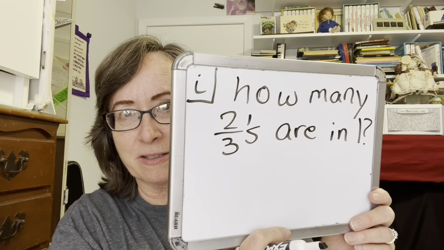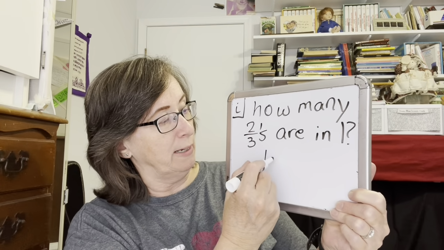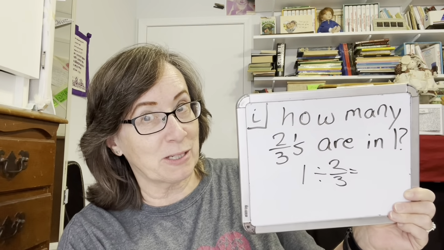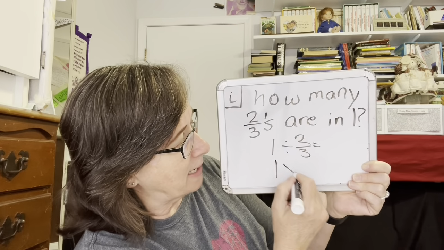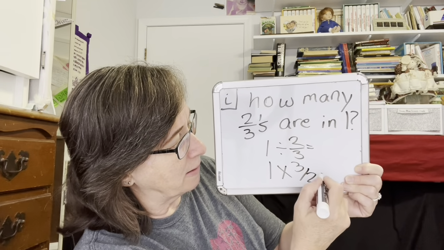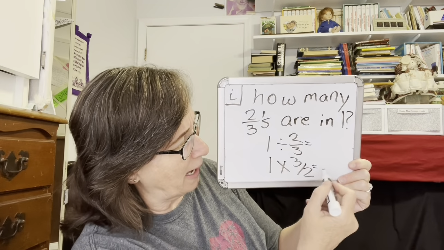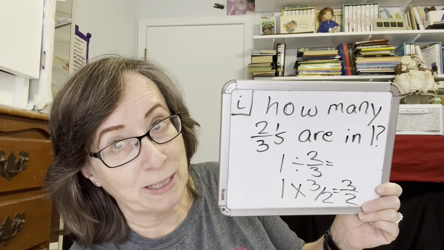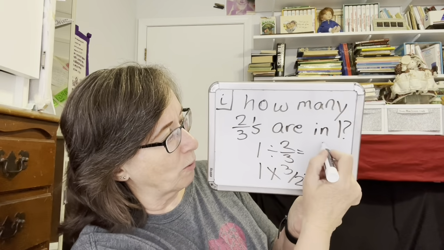Okay, I says, how many 2/3 are in 1? So we're doing 1 divided by 2/3, which is, remember, division by a fraction is multiplication by its reciprocal. So it's going to be 1 times 3/2. Well, 1 times anything, you get the same number. So 1 times 3/2 is 3/2. That's an improper fraction. So 3 divided by 2 is 1 time with 1 left over. So we're going to have 1 and 1/2.